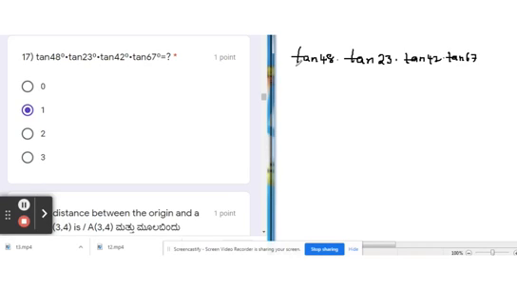Students, we all know that tan complementary angle is cot. Cot complementary angle is tan. Cot reciprocal is tan. Tan reciprocal is cot. So I am writing tan 48 as tan 90 minus 42. I am writing 48 as 90 minus 42. You might be wondering, sir, why are you writing 48 as 90 minus 42? Why not 49 minus 1? Reason is simple. They are complementary angles.